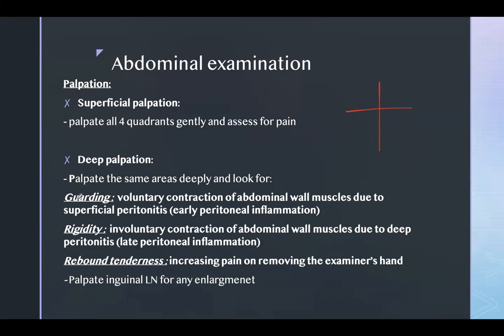The signs are either guarding, rigidity, or rebound tenderness. Rebound tenderness is a very common term that you hear usually in the right iliac fossa, specifically in cases of appendicitis, for example, when you put your hand and deeply press or palpate, and then once you remove your hand, the patient will scream in pain, or will express that they're actually in pain. This is called rebound tenderness.